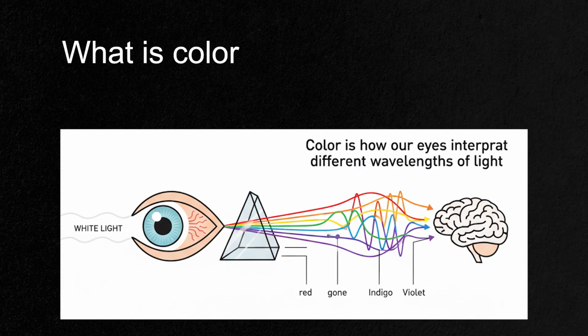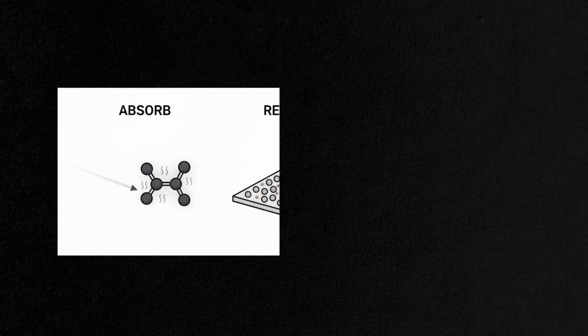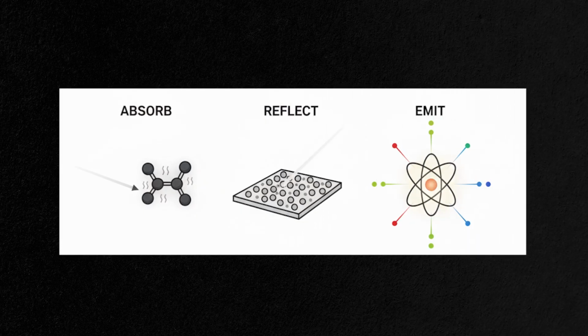First, what is color in the first place? Color isn't actually a property of objects. Color, at its core, is how our eyes interpret different wavelengths of light. But the real magic happens in the matter, the atoms and molecules that absorb, reflect, or emit that light.